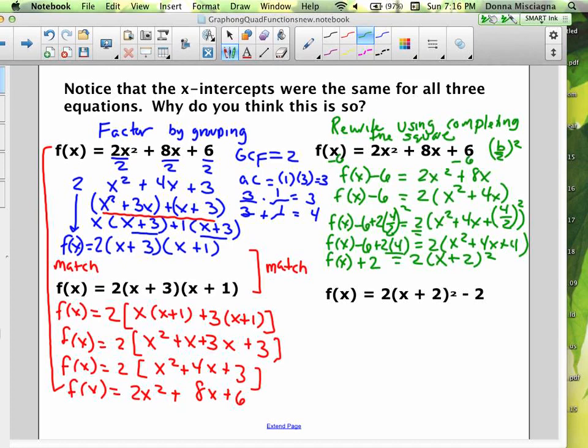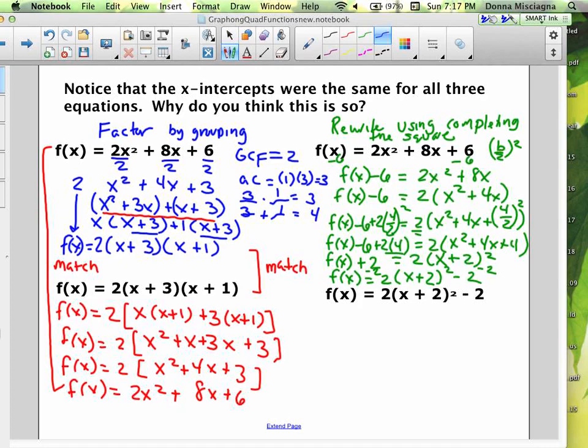Now, I need to solve for f of x, so I'm going to have to subtract 2 from both sides and put it back. It's much easier to move it out of the way and then move it back than try to keep it off to the side, at the other end of the equation, while we're trying to rewrite the right-hand side into a perfect square using completing the square. So now I have f of x equals 2 times x plus 2 squared minus 2. Hey, that looks familiar.